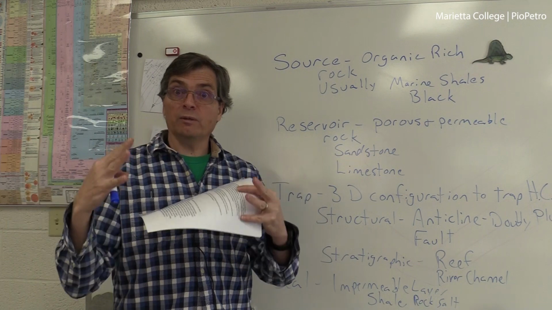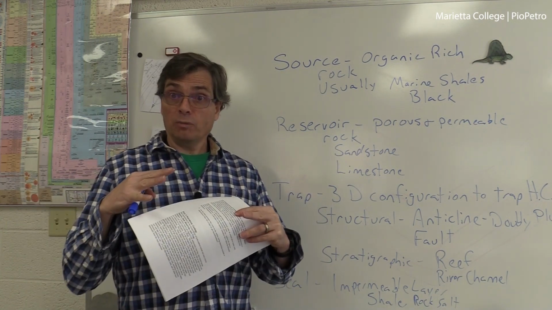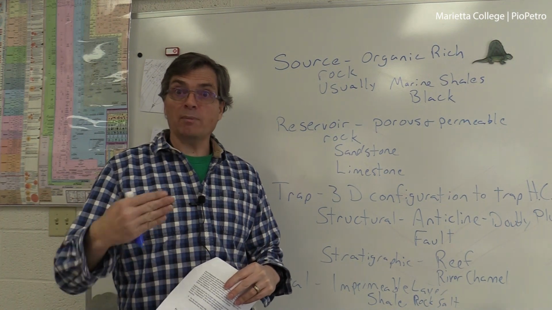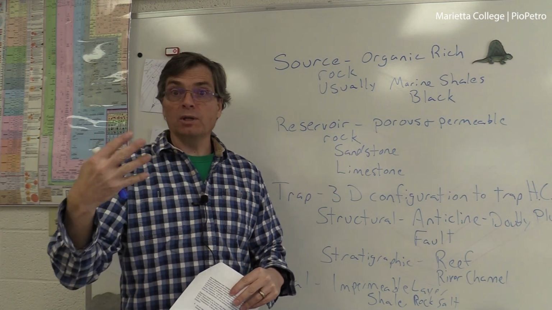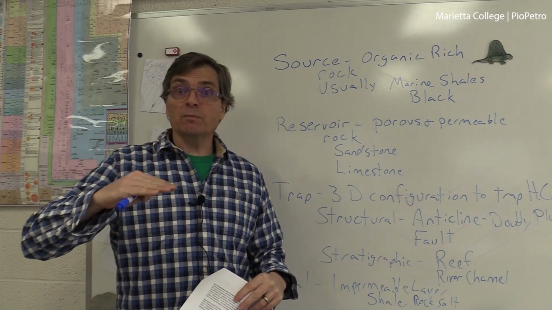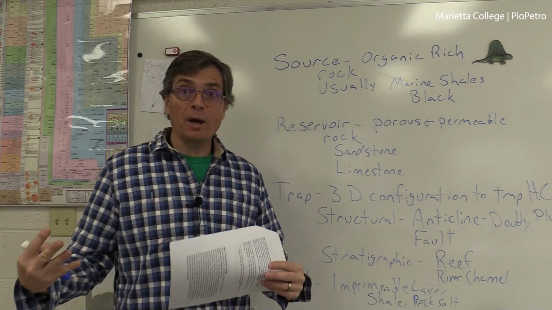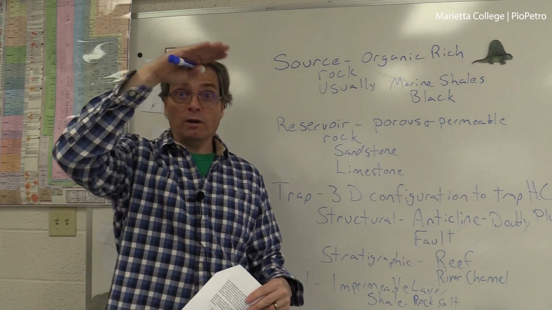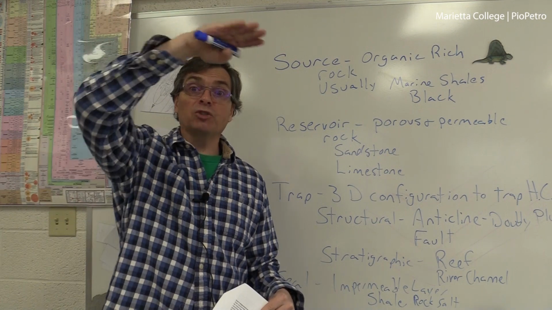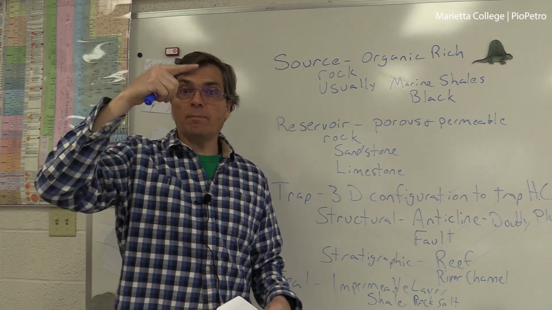The trap is the 3-dimensional geometry, like a structural trap, which could be an anticline or a fault trap that makes a configuration where, because of the immiscibility and the different densities of oil and water, it makes a place where the oil might rise above the water and get trapped against a barrier. The barrier could be whatever that seal is. So it could be a layer of shale or salt or gypsum that fluids can't penetrate.